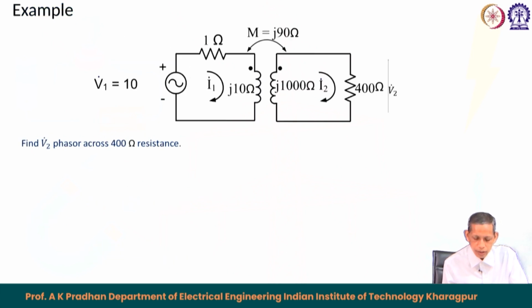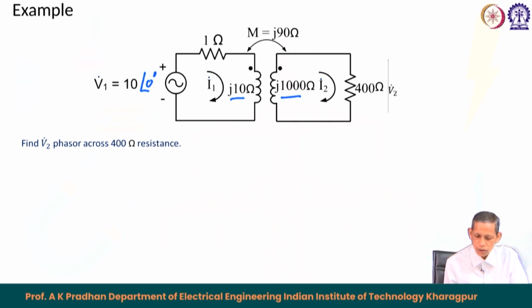Now, we can see another example here. In this case we have V1 equals 10 with an angle of 0 degrees. Let us say in the first loop we have a 1 ohm resistance and a j10 ohm reactor, and in the second loop we have a 400 ohm resistor with a j1000 ohm reactor, and the j10 ohm and j1000 ohm reactors have a coupling M equals j90 ohm.